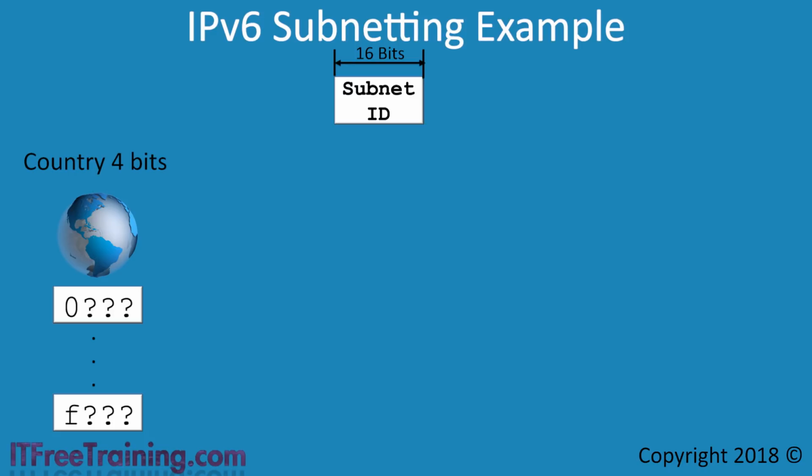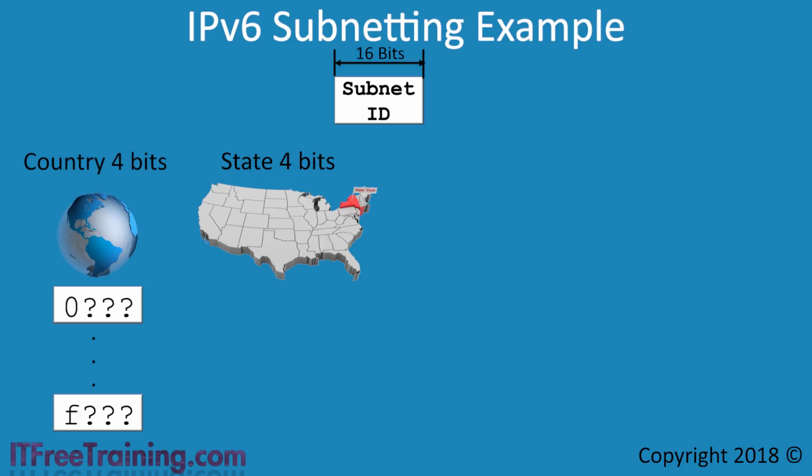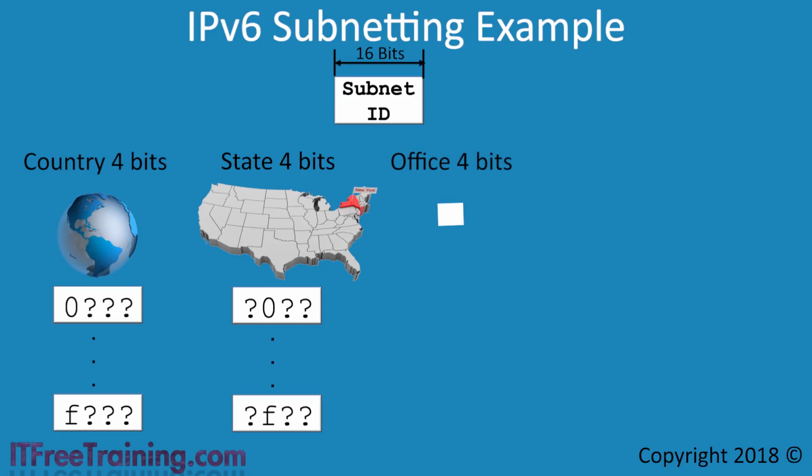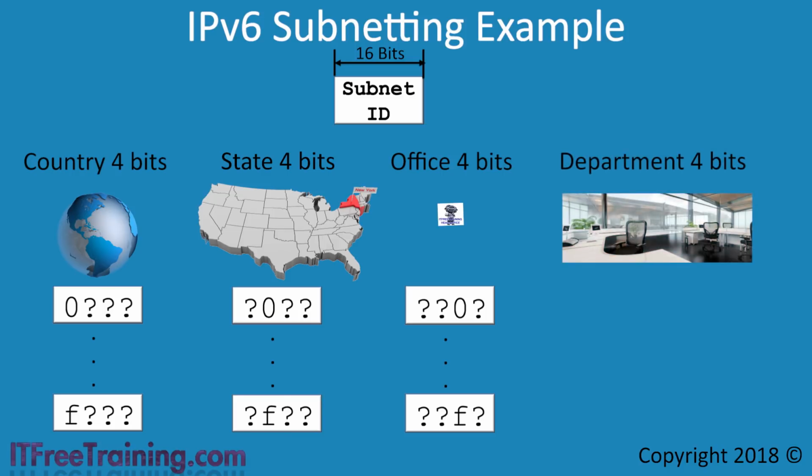Next, I will allocate a further 4 bits to different states. This means each of the 16 countries can support 16 states. Looking at the address, the second value will also range from 0 to F. Next, I will allocate 4 bits to different offices. You probably guessed by now, the third value will range from 0 to F, giving 16 values. Lastly, I will allocate the last 4 bits to different departments. Like before, the last value will range from 0 to F.